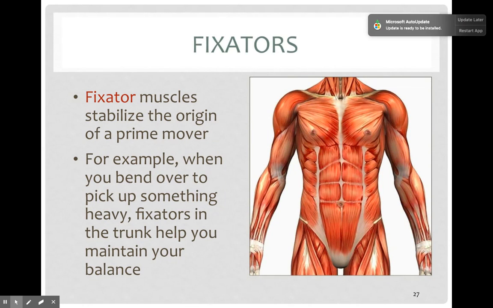You also have something called fixators. Fixator muscles stabilize the origin of a prime mover. So for example, when you bend over to pick something up that's heavy, fixators in the trunk of your body will help you maintain your balance so that you don't fall over. So fixators stabilize the origin of a prime mover.